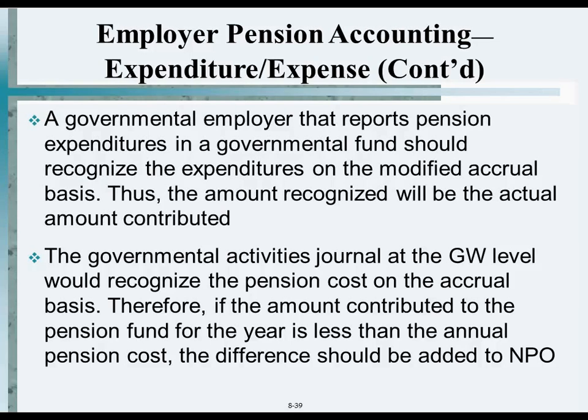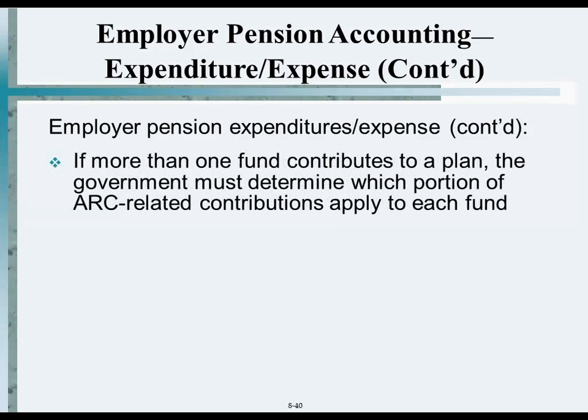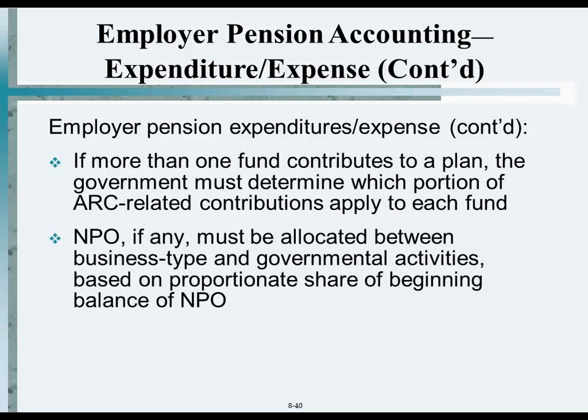I told you about when we recognize pension expenditures, we need to show on the modified accrual basis the amount that was actually contributed. At the government-wide level, it would be the expense itself. Okay. You can read this on your own. NPOs, it has to be allocated.